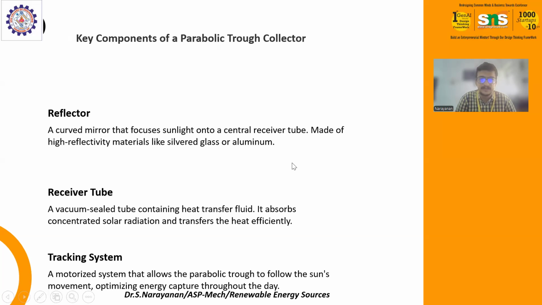Key components: a reflector, a curved mirror made up of a highly reflective material such as silvered glass or aluminum; a receiver tube, a vacuum sealed tube containing the heat transfer fluid such as synthetic oil or molten salts for absorbing the concentrated solar radiation and efficiently transferring the heat; and a tracking system which follows the path of the sun from sunrise to sunset throughout the day, so that the maximum solar energy will be captured at any given point of time. Thank you.